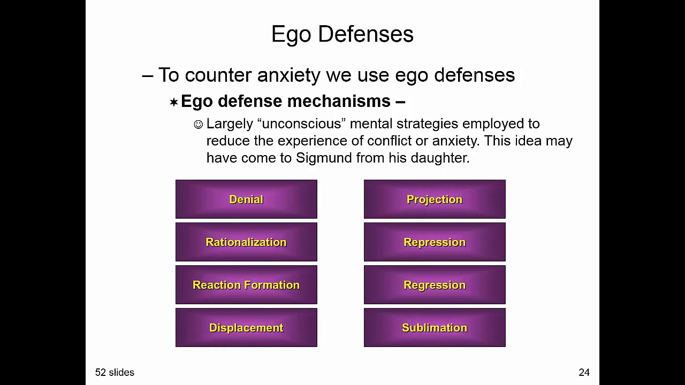To counter anxiety, we use ego defenses. Ego defense mechanisms are largely unconscious mental strategies employed to reduce the experience of conflict or anxiety. This idea may have come to Sigmund from his daughter. Anna Freud was a well-known child psychologist, and some of the ego defenses have been attributed to her rather than her father. However, Freud did accept and include them in his theory.